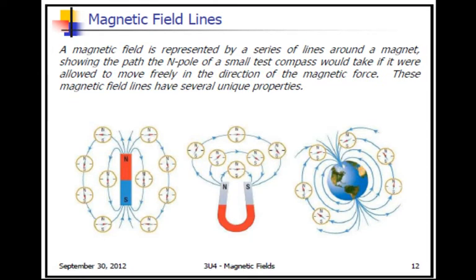A magnetic field is represented by a series of lines around a magnet. They show the path that the north pole of a small test compass would take if allowed to move freely in the direction of the magnetic force. These magnetic field lines have several unique properties.